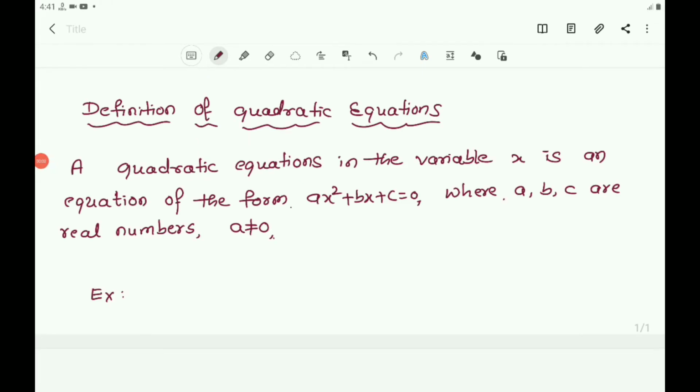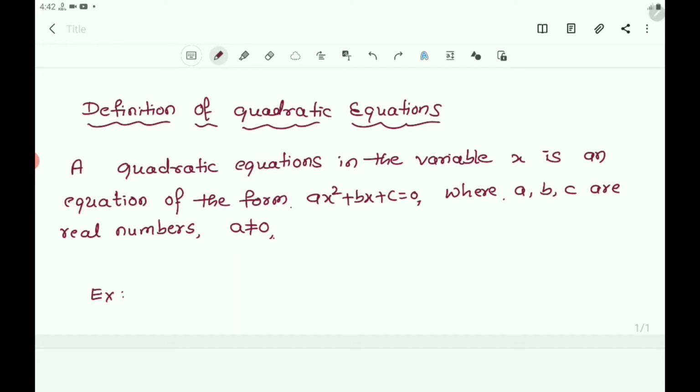Now let us discuss the definition of quadratic equations and also some examples of quadratic equations. So what is a quadratic equation? A quadratic equation in the variable x is an equation of the form ax square plus bx plus c equals 0, where a, b, c are real numbers and a is not equal to 0.